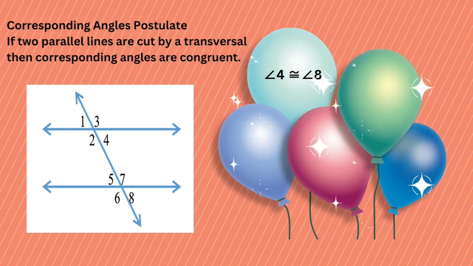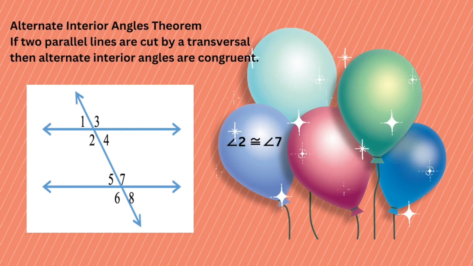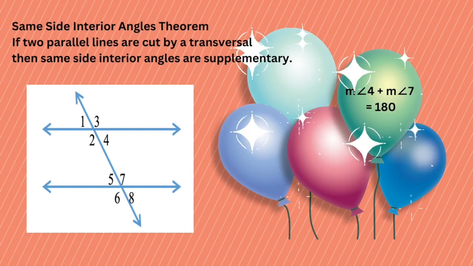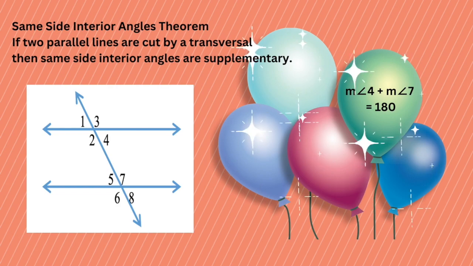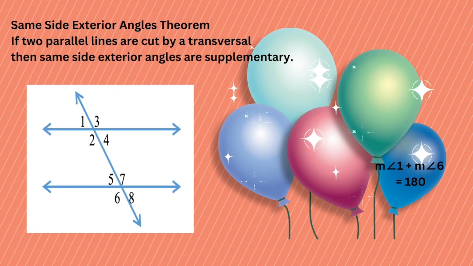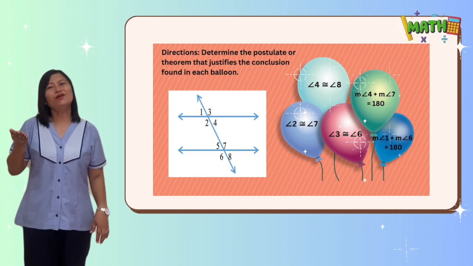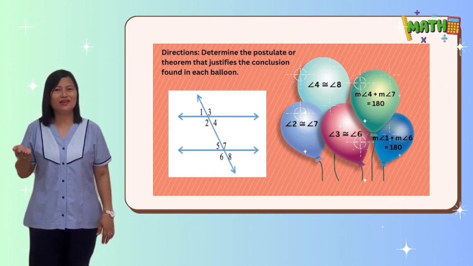Let's check. The answer is corresponding angles postulate. The answer is alternate interior angles theorem. The answer is alternate exterior angles theorem. The answer is same side interior angles theorem. The answer is same side exterior angles theorem. Nice work! Now, you are up for the next challenge of this lesson.